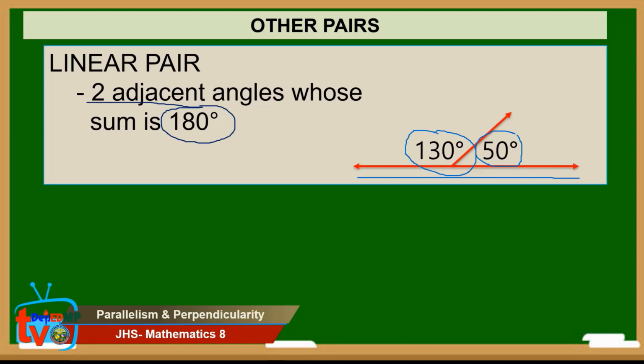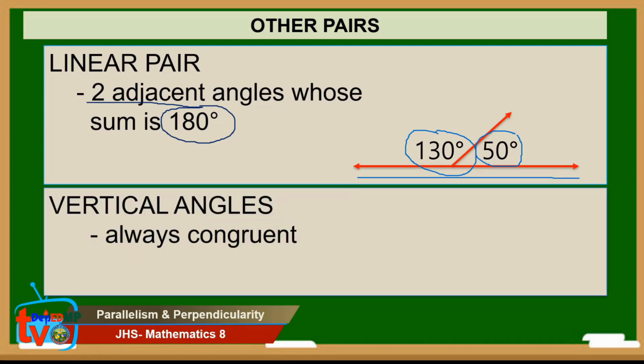Another is vertical angles. They are formed by two intersecting lines. These vertical angles are on opposite sides, just like this figure. Vertical angles are always congruent. So, if the measure of angle 1 is 100, then angle 2 must be equal to 100 also.